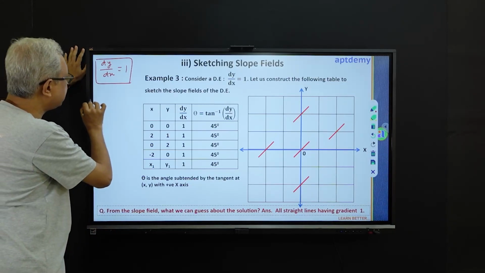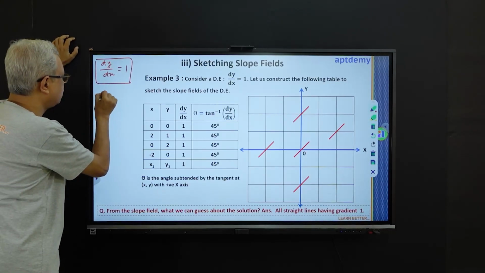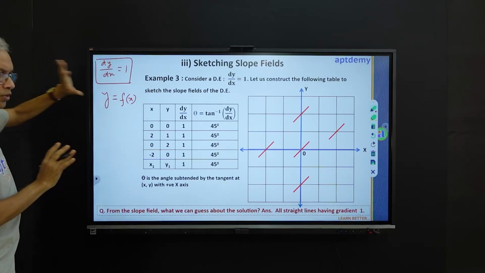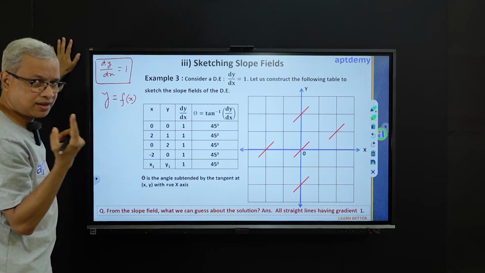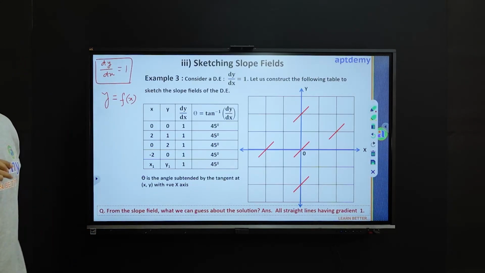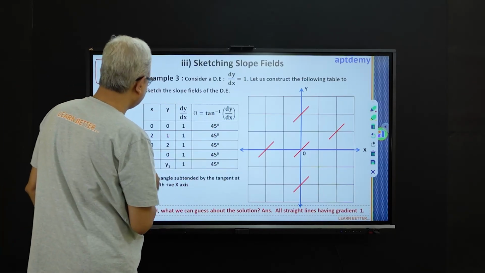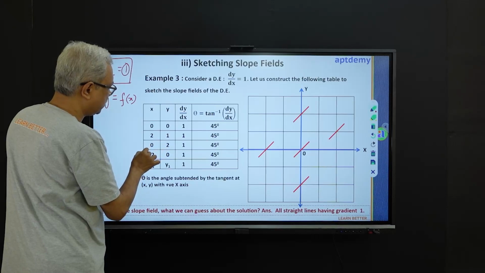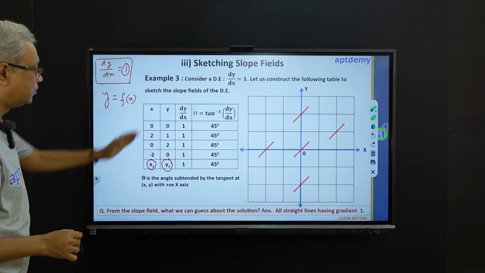Now, the solution of this differential equation we do not know. y equal to some function of x may be the solution of this differential equation. We do not know. But whatever be the solution, irrespective of the value of x and y, x being the independent variable and y the dependent variable, the value of dy/dx at all points on the solution will be unity. So if you make a table like this, x, y, whether it is (0, 0), (2, 1), (0, 2), (-2, 0), whatever, (x1, y1), any arbitrary point on the xy plane, dy/dx is 1.